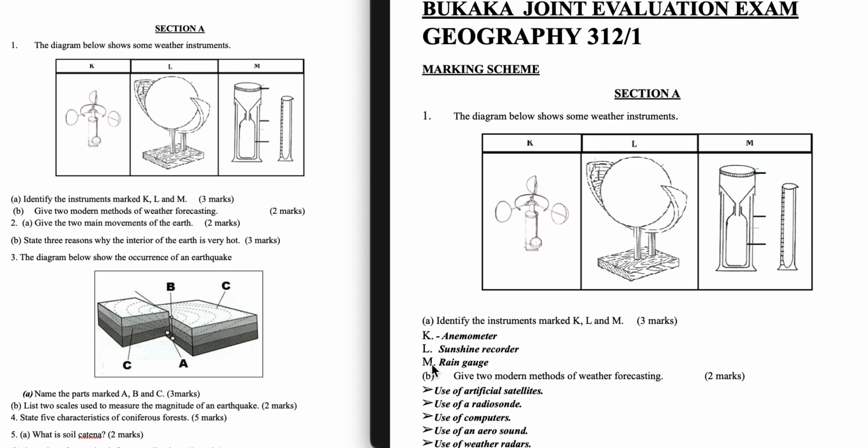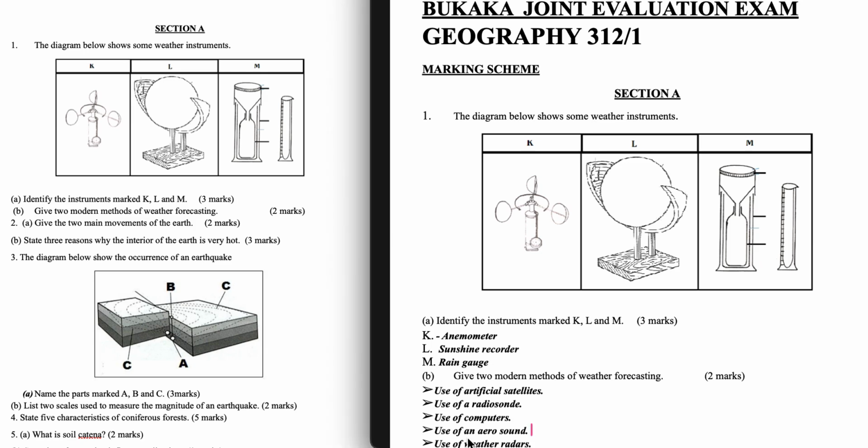Identify the instruments marked K, L and M. K is anemometer, L sunshine recorder, M rain gauge. Question 1b. Give two modern methods of weather forecasting.